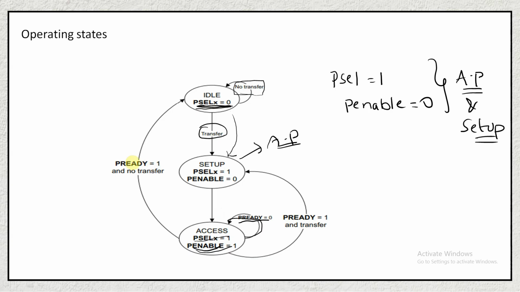And if your PREADY is equal to 1 and there is no further transfer required, we are going to go to the idle state. But if your PREADY is equal to 1 and there is a need for some other transfer, then we are going to the state known as the setup phase again. So this is how we are going to perform any transfer, whether it is a write transfer or read transfer in the APB protocol. This particular FSM we are going to implement in our Verilog coding, and we are going to see how it works.